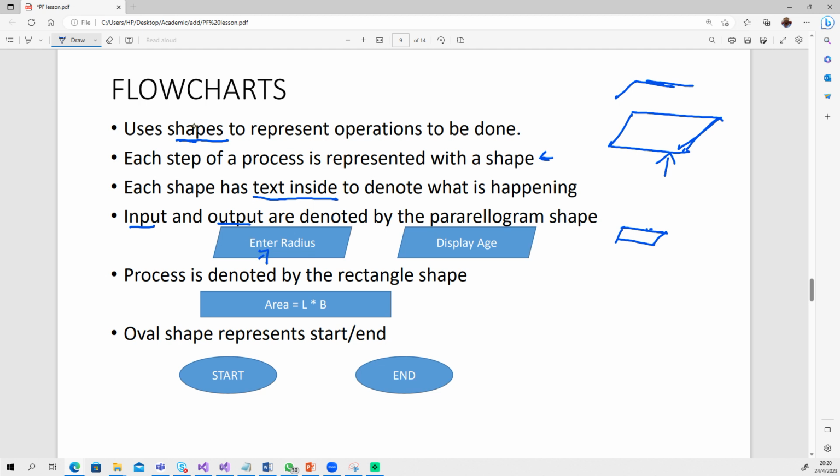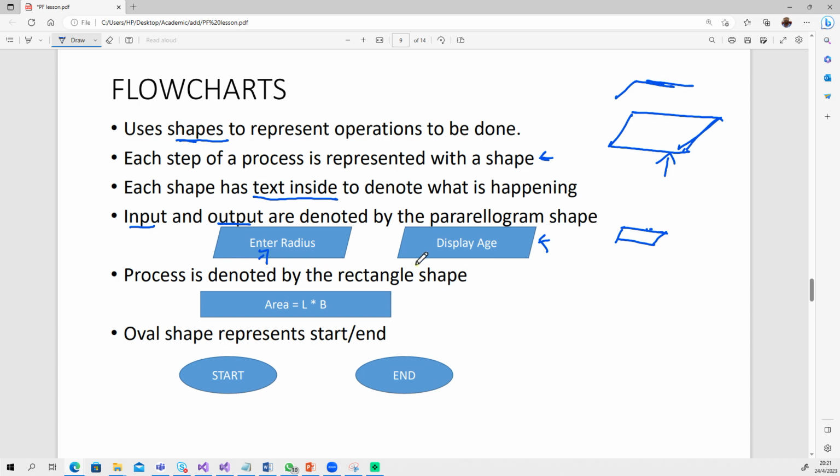So as long as you're dealing with something being displayed, that is output. Again, that also makes use of the same shape, that is the parallelogram shape. So for now, what we've learned is that flowcharts make use of shapes to represent various activities happening in pseudocode. And we've also seen that in every shape that you're going to see, there will be some text inside each shape. That's why you can see even from the sample given here, there's some text inside these shapes.